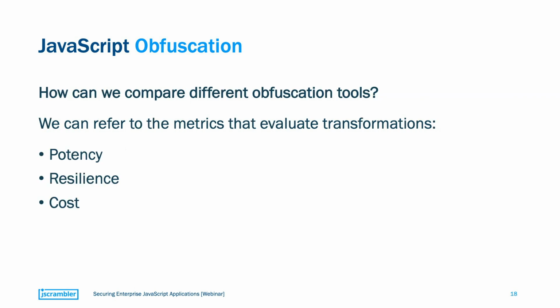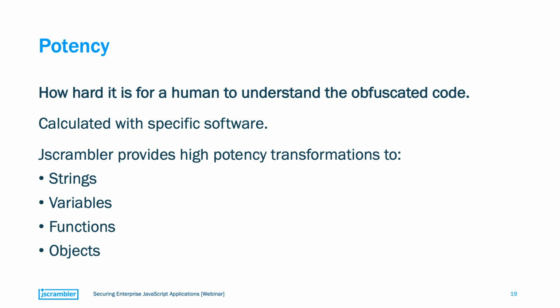Because of this vast difference between different obfuscation tools, it is important to refer to the metrics that can actually measure if a certain transformation or set of transformations offer good enough protection or not. Most peer-backed metrics to evaluate transformations are potency, resilience, and cost. Potency measures how difficult it is for a human to understand the obfuscated code when compared to the original code.